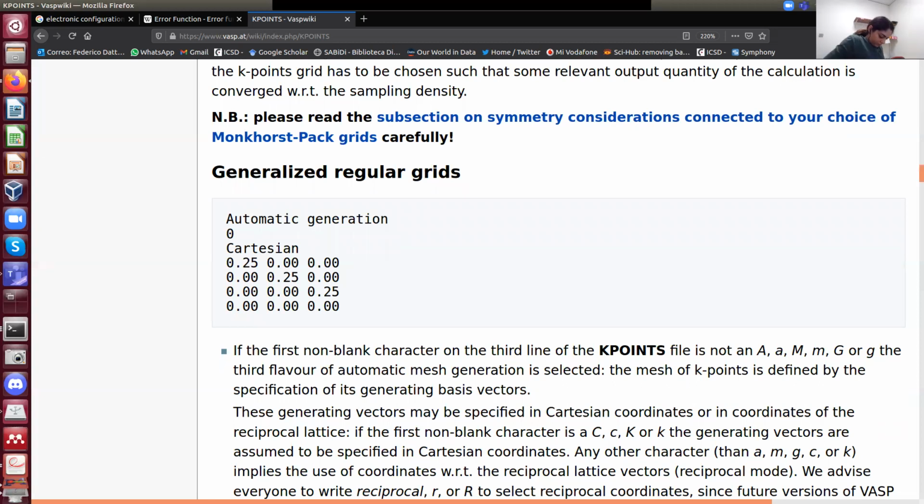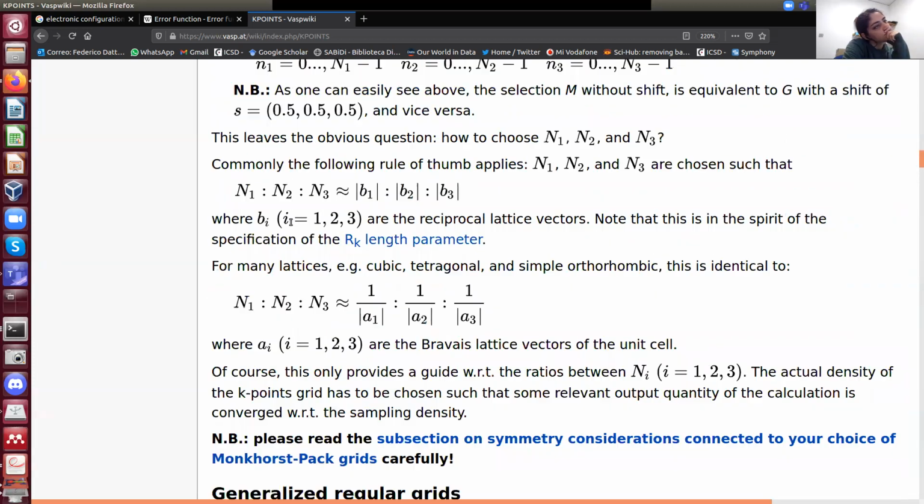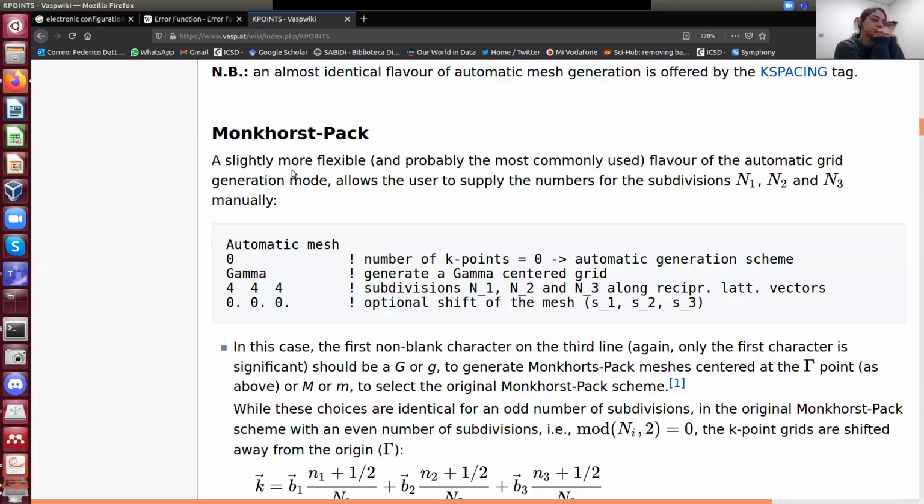Yeah, but the point is that if you put the Cartesian coordinates of the key points, then you know how many key points you have. So you just need to put 4, because you know that you have 4 key points with 4 lines of coordinates. So the reason why you have 4, 4, 4 is because in this case you are not defining the number of key points. You are defining the number of subdivisions of the mesh you have, so the number of key points you have.